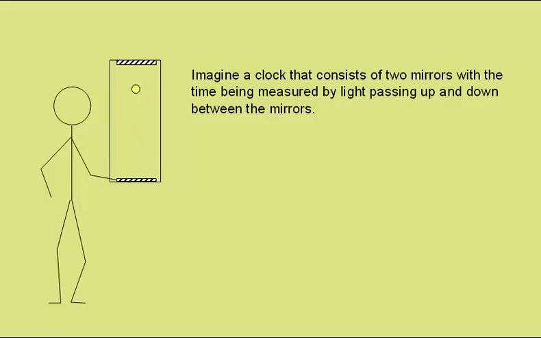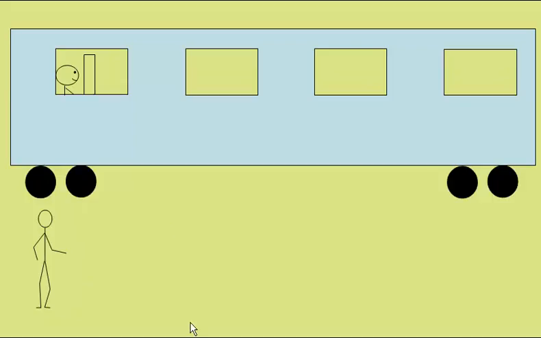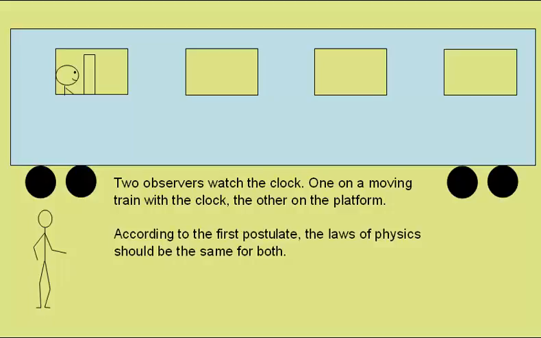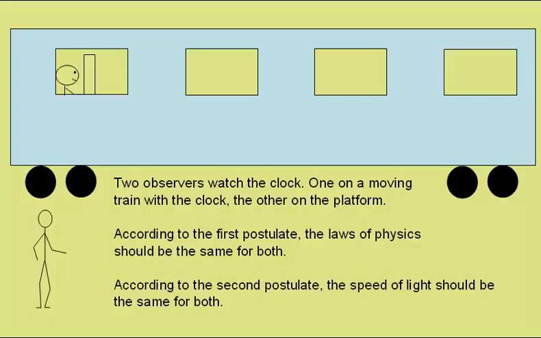Imagine we have a clock that consists of two mirrors, with the time being measured by light passing up and down between the mirrors. This is represented by the yellow ball going up and down in the diagram. Here we have one of these clocks on a train. Two observers watch the clock. One is on the moving train with the clock, the other is on the platform. According to the first postulate of Einstein, the laws of physics should be the same for both observers. Also, according to the second postulate, the speed of light should be the same for both.